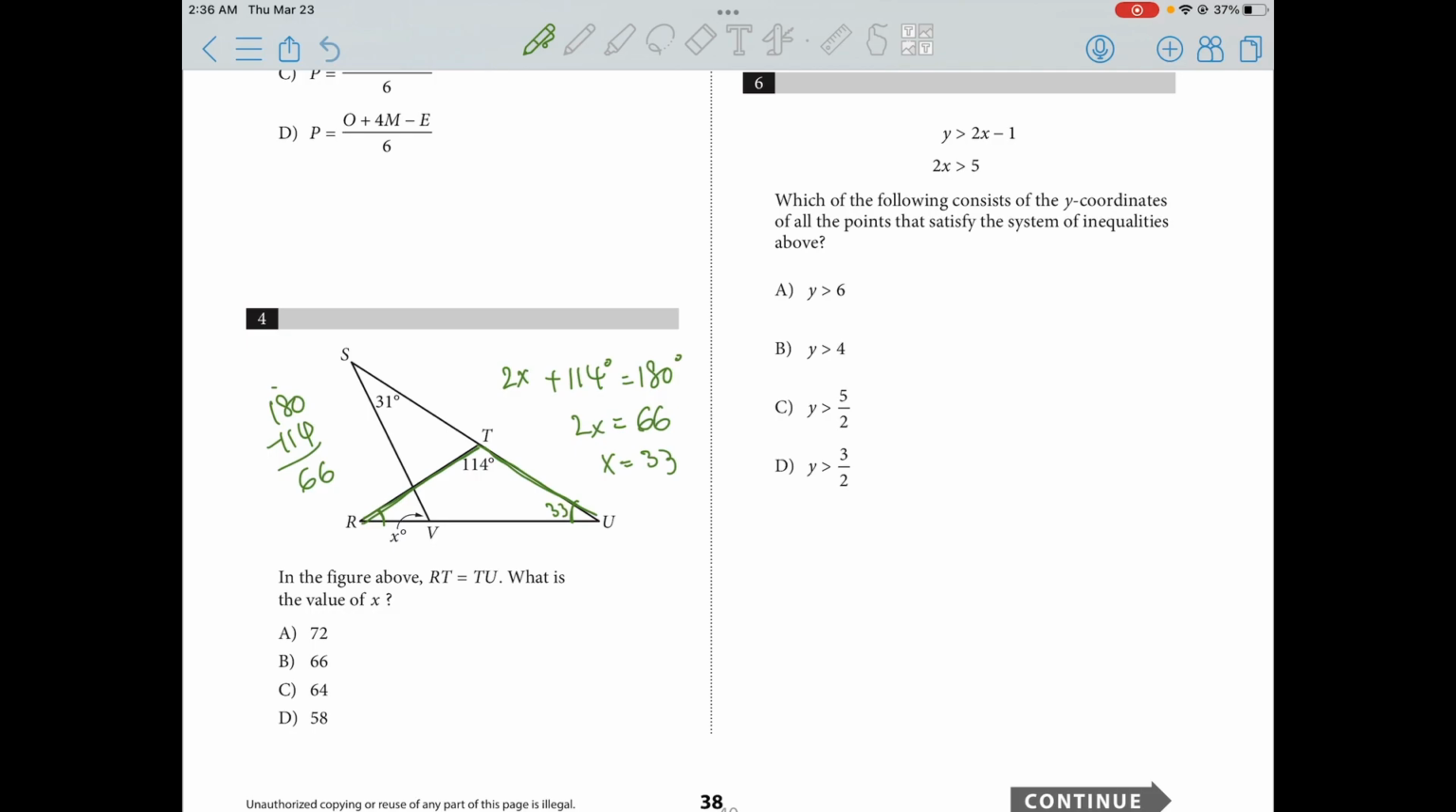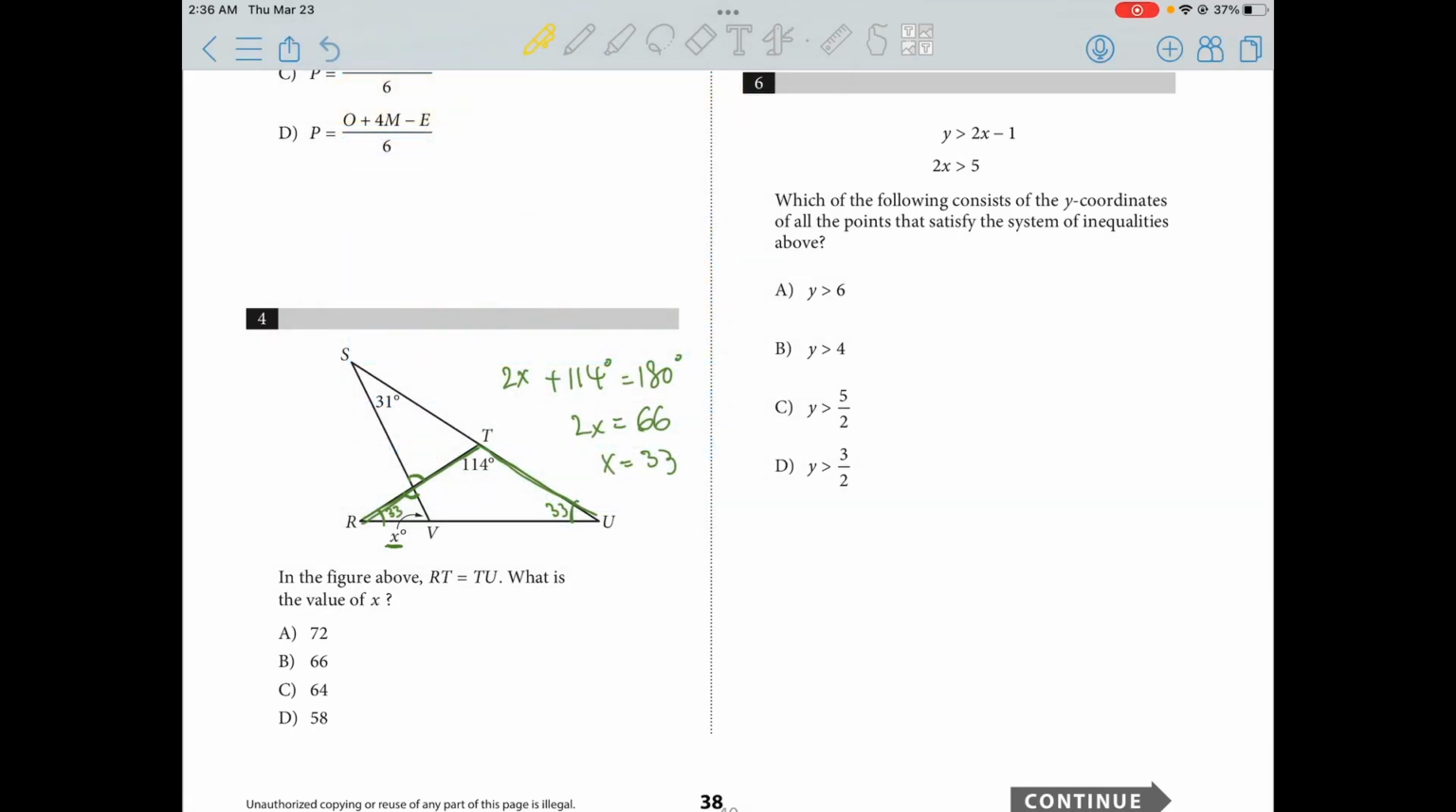That means that they both equal 33. Alright, now where do we go from here? We know that we're solving for x. So we already have 33 degrees. All we have to find is this one right here. How do we find that one? Well, by finding the angle measure of that.